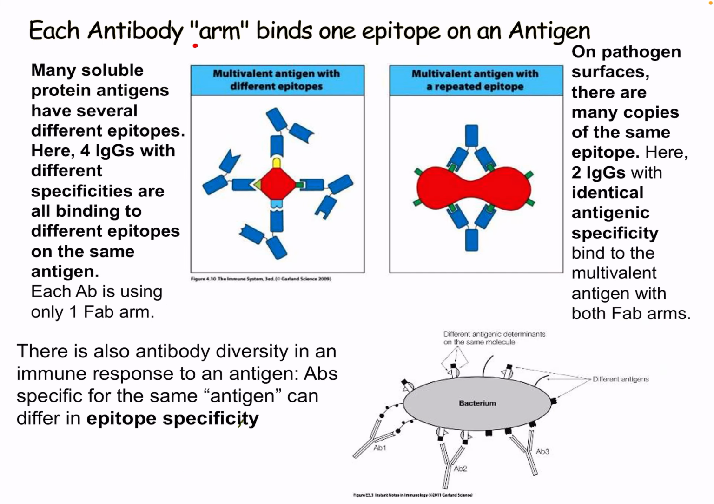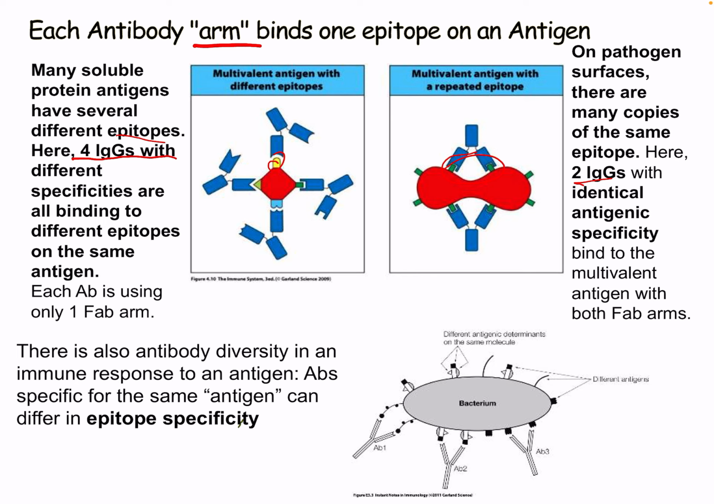So each antibody arm binds to one epitope of an antigen. On the pathogen surfaces, there are many copies of the same epitope. Here, 2 immunoglobulins with identical antigenic specificity bind to the multivalent antigens with both Fab arms. So you see, usually one epitope will not just be a singular piece, there will usually be multiple. Many soluble protein antigens have several different epitopes. Here we have 4 immunoglobulins with different specificities, which are all being bound by different epitopes on the same antigen.